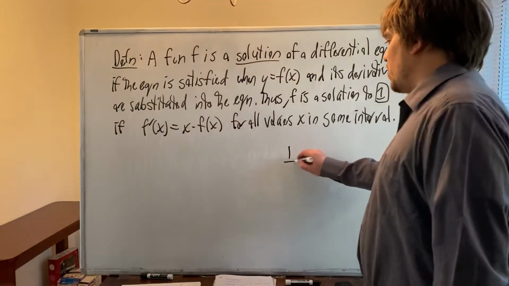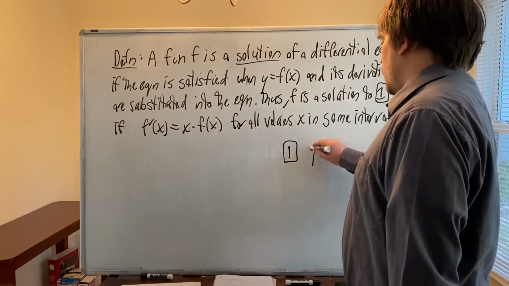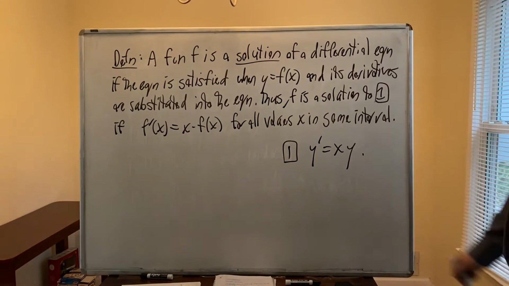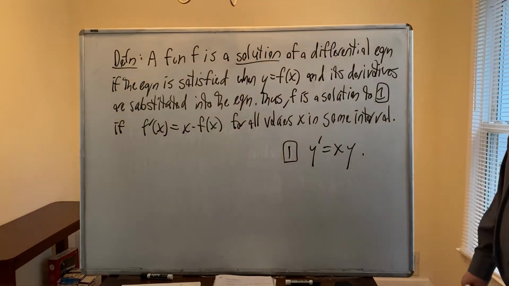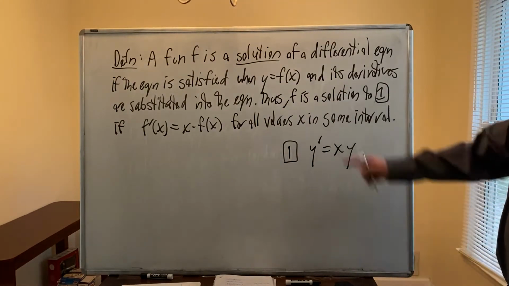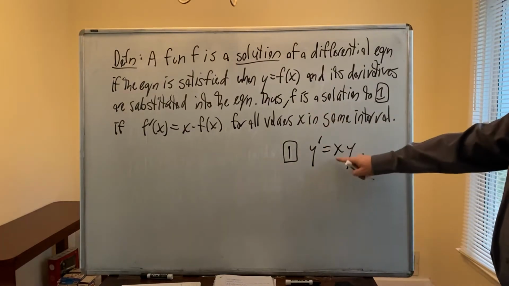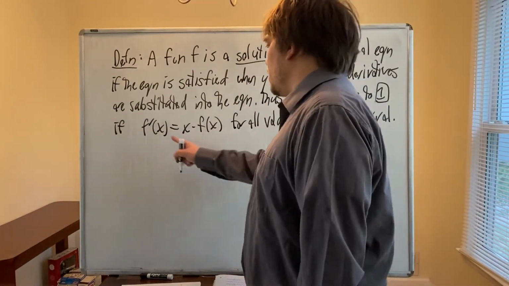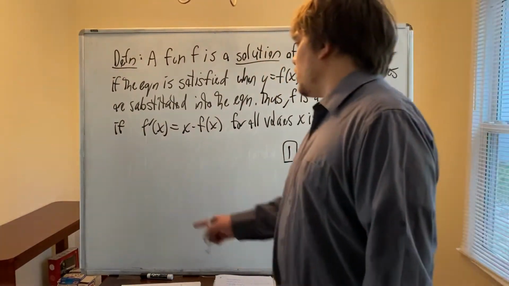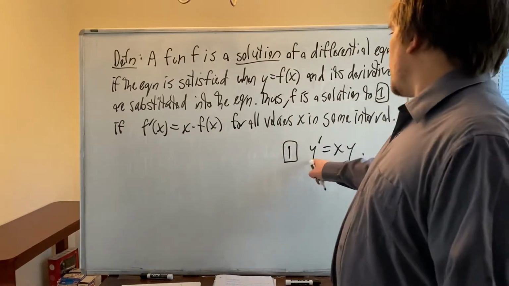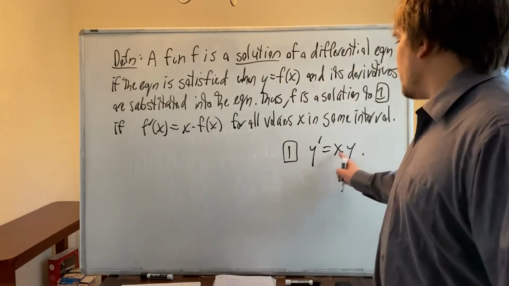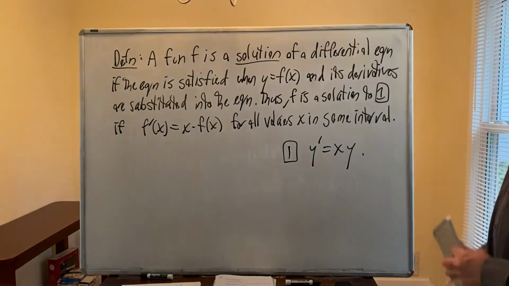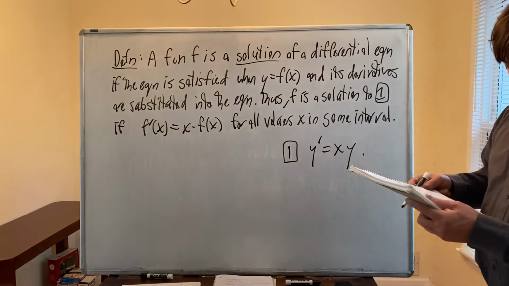Okay, to remind you, equation 1 was y prime equals xy. So f is a solution to this equation when y equals f of x and its derivatives are substituted into the equation and it holds. So f is a solution to this equation if f prime of x is equal to x times f of x for all x in some interval. That's the definition of a solution of a differential equation.